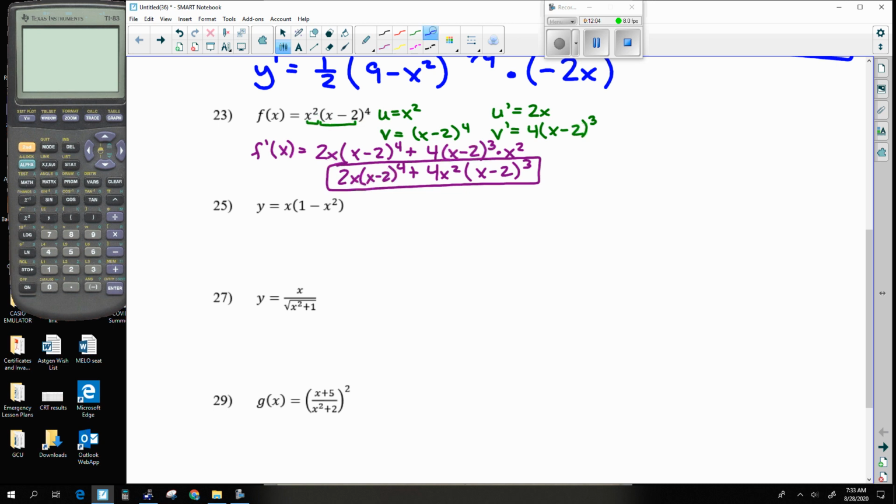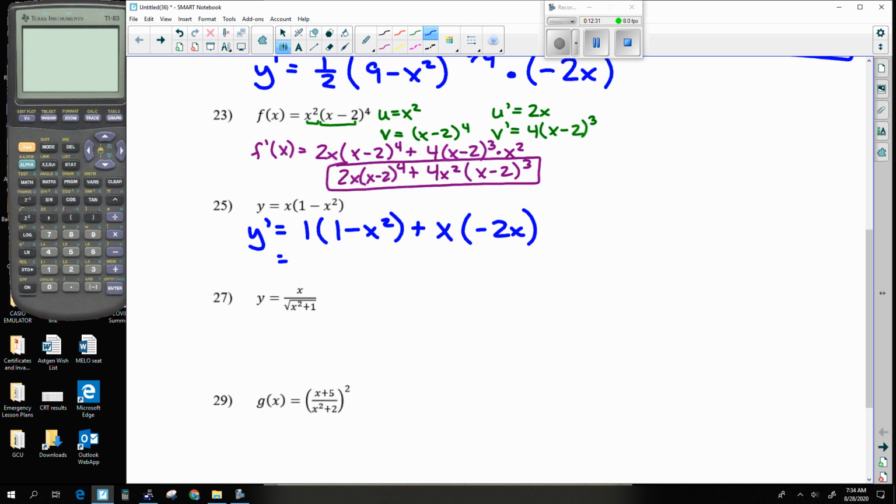All right, so next one, again, is the product rule. So x and then the 1 minus x squared. So derivative of the x is 1, so leave the second alone, plus leave the first alone, derivative of the second, and that's 1 goes away, and then that would be negative 2x as the derivative.